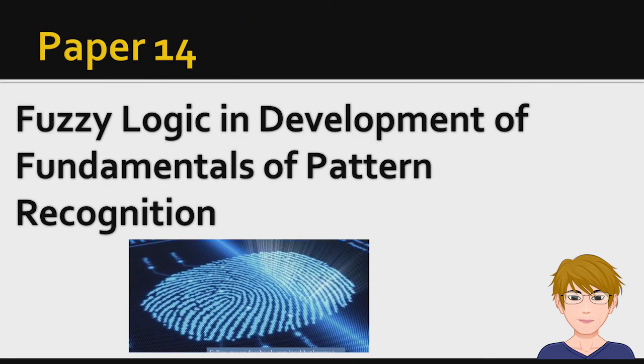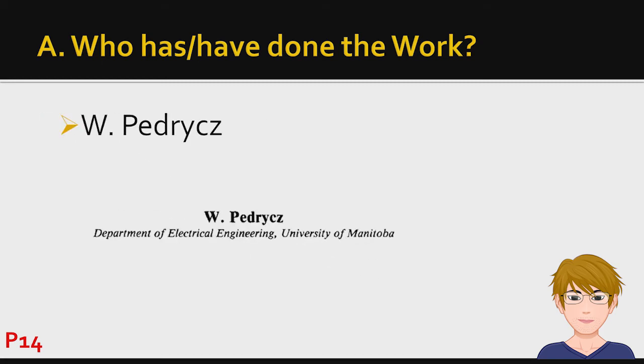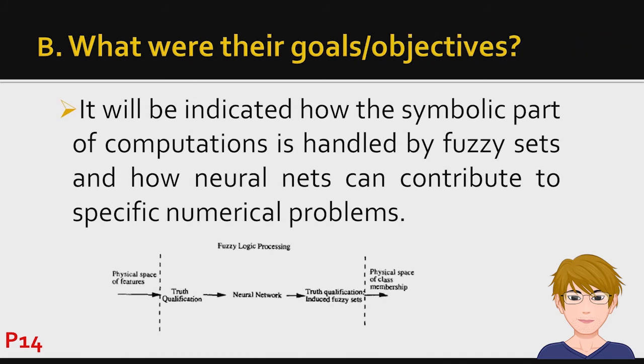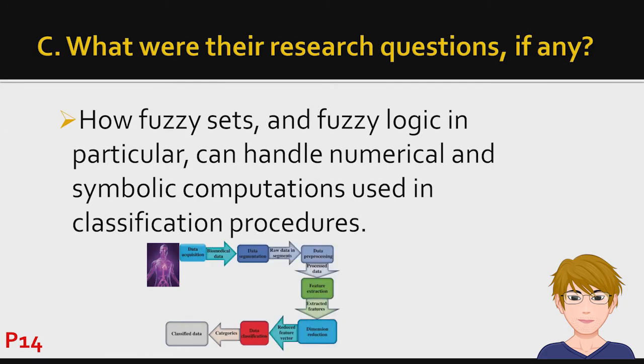Okay, next paper is paper number 14, the fuzzy logic in development of fundamentals of pattern recognition. Letter A, who have done the work? W. Pedrycz. What were their goals and objectives? It will be indicated how the symbolic part of computation is handled by fuzzy sets and how neural nets can contribute to specific numerical problems. What were the research questions, if any? How fuzzy sets and fuzzy logic in particular can handle numerical and symbolic computation used in classification procedures.